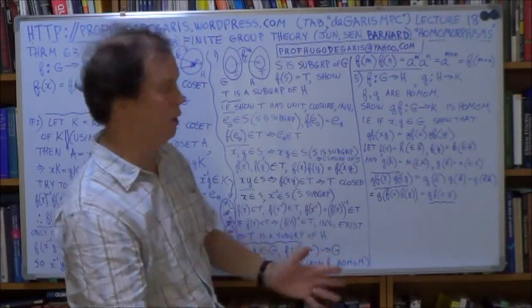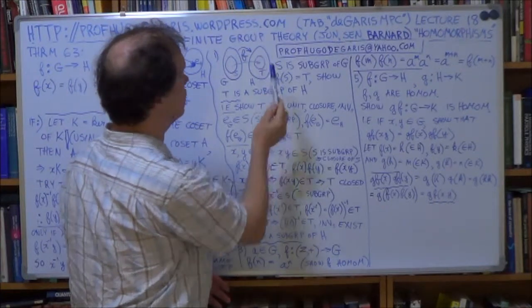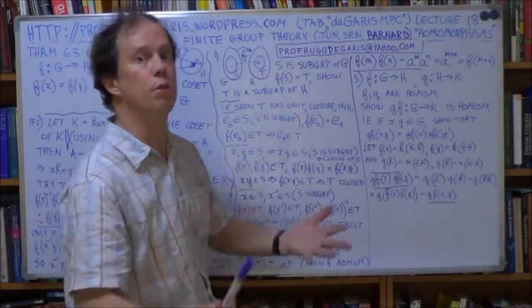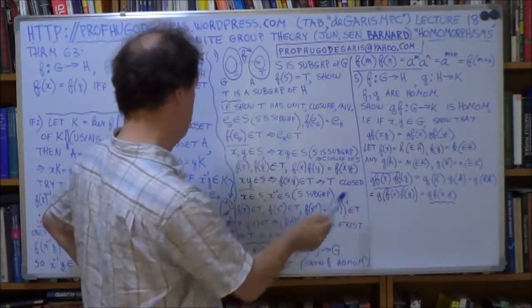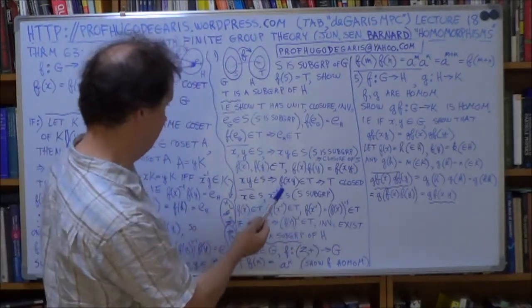So we've got closure now. T is closed. The product of any two elements of T gives you something also belonging to T. So we have closure, and we've got two of the properties. Now let's try the inverses.